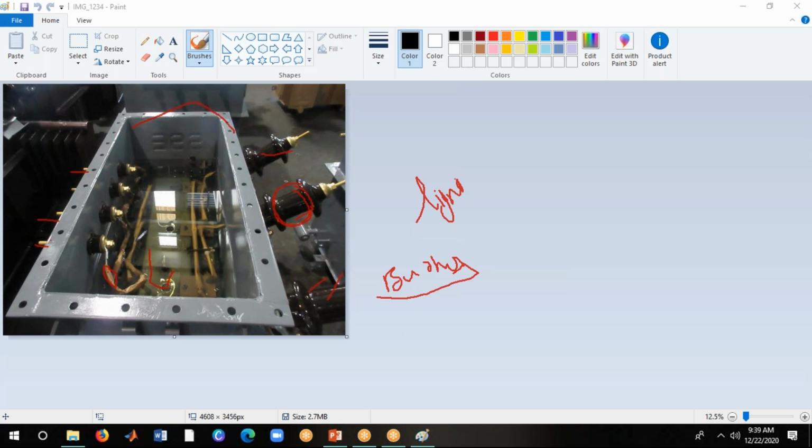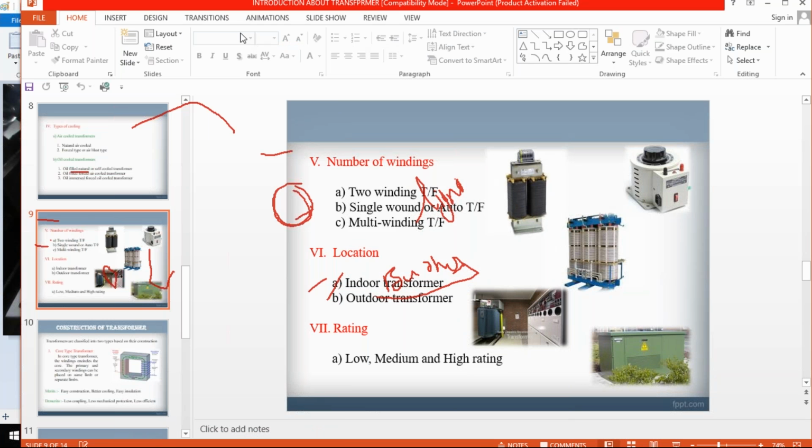So this is how we provide oil cooling to the transformer. An oil cooled transformer looks like this: we fill oil in a container and insert the transformer in it. This type of transformer belongs to the oil cooled transformer. Now let me see what the different types of oil cooled transformer are.